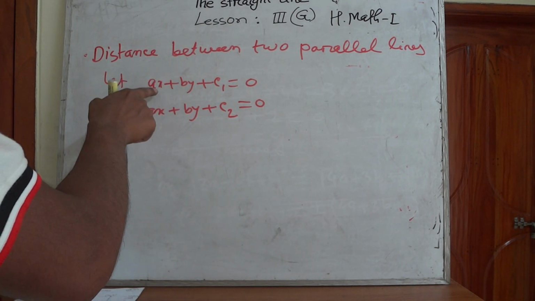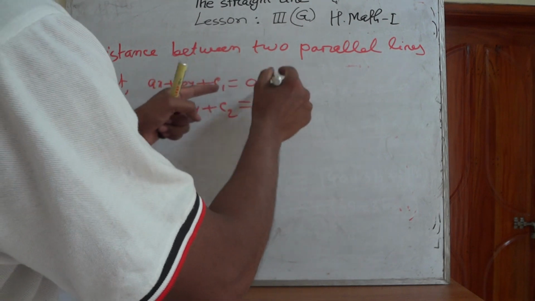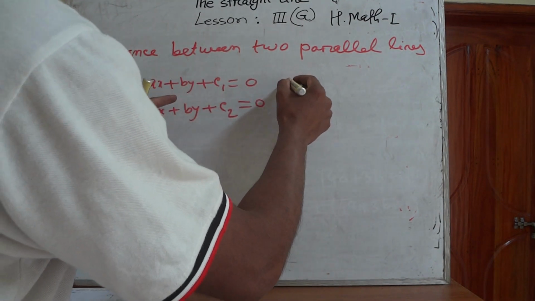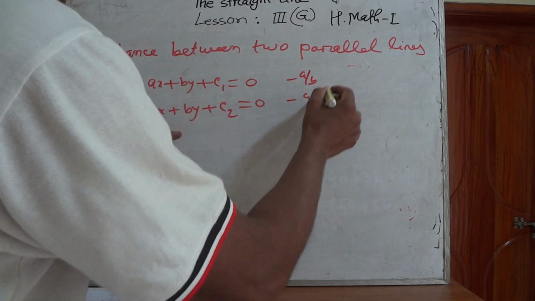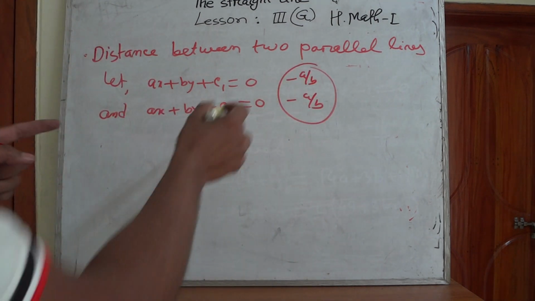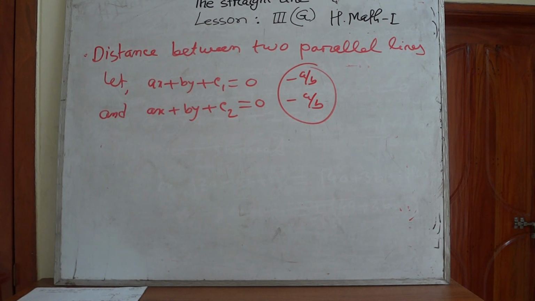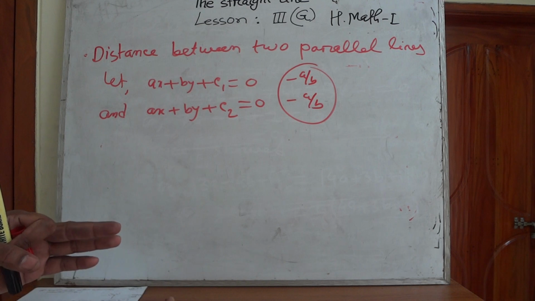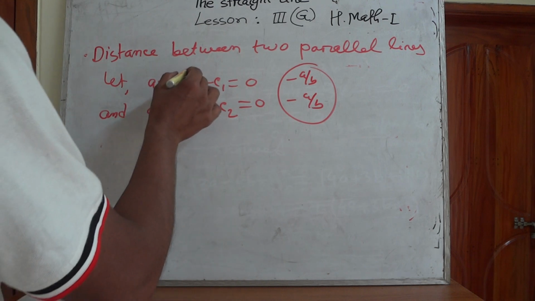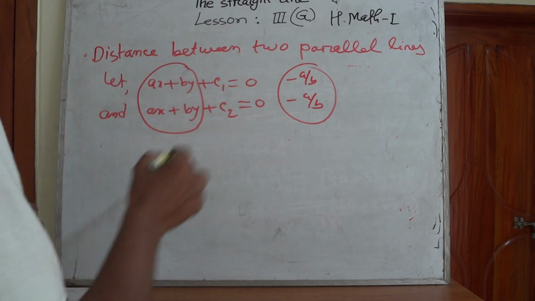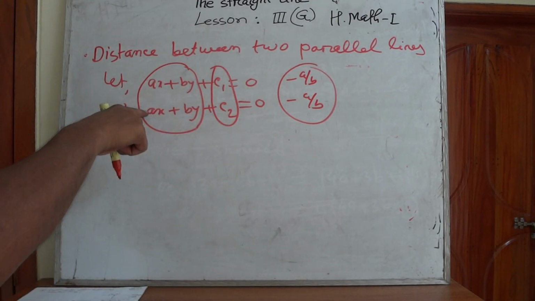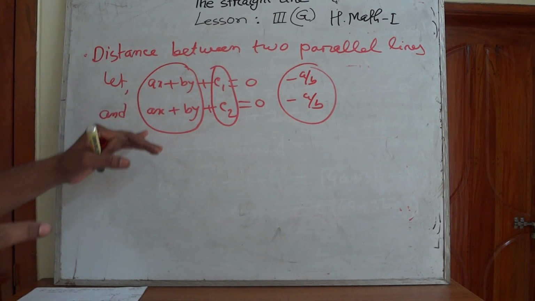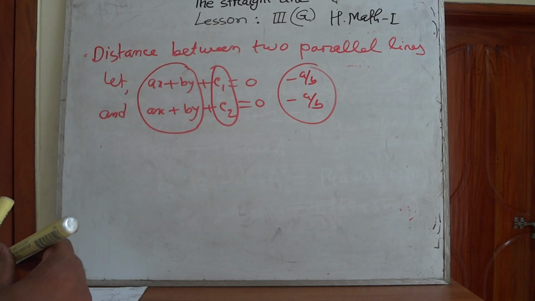Follow these two equations. The slope of this first equation is equal to minus a by b. Also this equation, minus a by b. As the slopes are the same, these two lines will be parallel. Another way to identify when two lines will be parallel: this part will be the same, but they differ only in the constant term. Here c1, here c2. The other parts are the same. Then we can say these two lines are parallel.